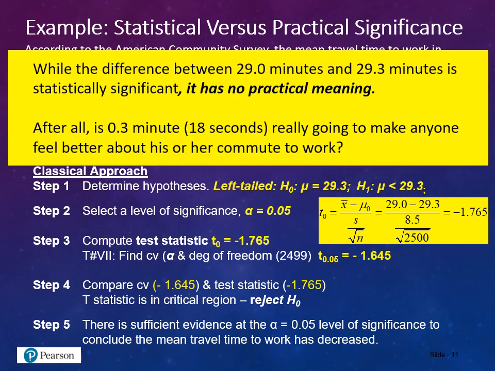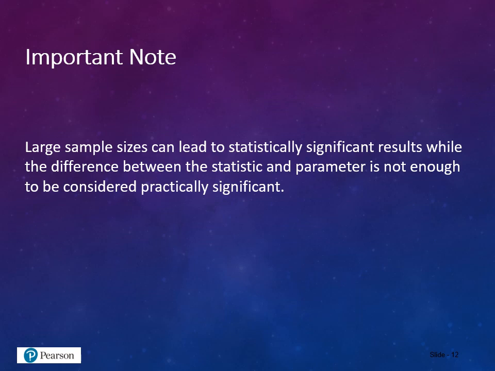Okay, so while the difference between 29 and 29.3 minutes is statistically significant, it doesn't have any practical meaning. After all, 0.3 minutes is only 18 seconds. And are you really going to make anyone feel better about his or her commute to work by cutting off basically 20 seconds? So this is a great example to demonstrate that last point. Important note: large sample sizes can lead to statistically significant results, while the difference between the statistic and the parameter is really not enough to be considered practically significant.